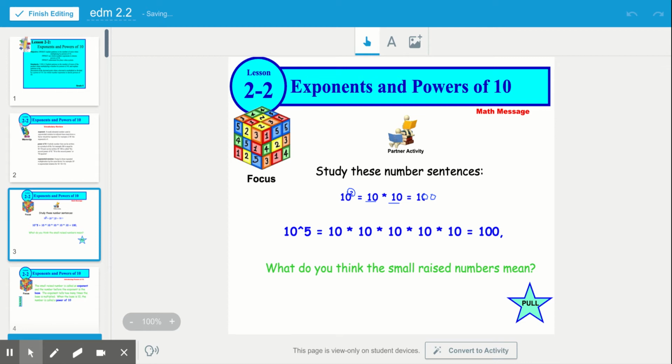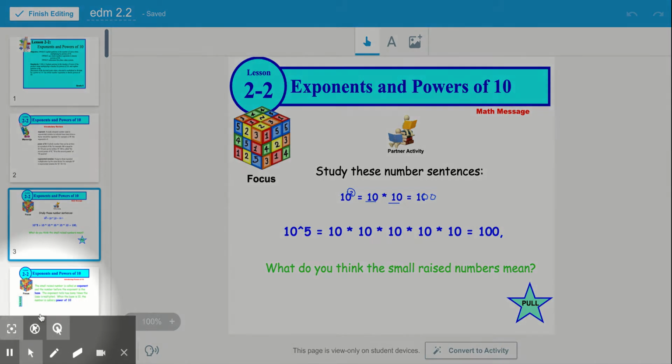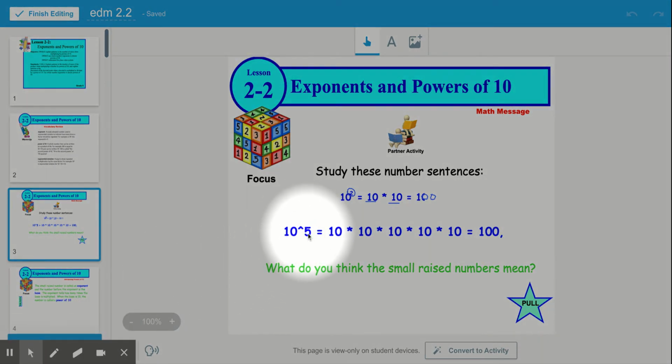So take a look at these number sentences. I had to fix this one right here because it was not showing up all the way, but we see 10 to the second power equals 10 times 10 equals 100. And 10 to the fifth power, this is another way of showing that exponent when you're typing. So later on when maybe you have to write a response on Canvas or something digitally, you can write this and then have that little arrow pointing up and then the number and that represents exponential notation.